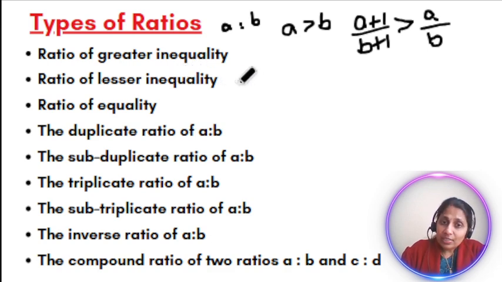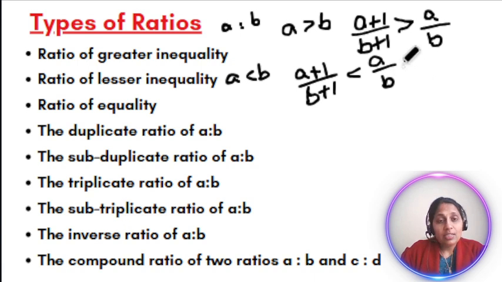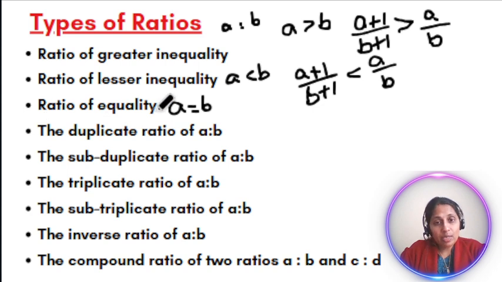What is the ratio of lesser inequality? Suppose A is less than B. If you add 1 to both, A plus 1 and B plus 1, the new ratio will be greater than your actual ratio A to B, which means the new ratio is the bigger one. And the ratio of equality is when A equals B. Even if you add a value to both terms, the ratio remains unchanged. Such ratios are ratios of equality.